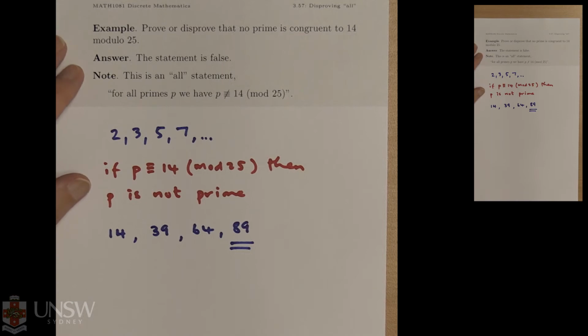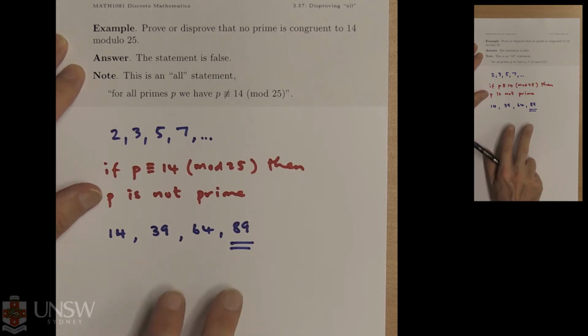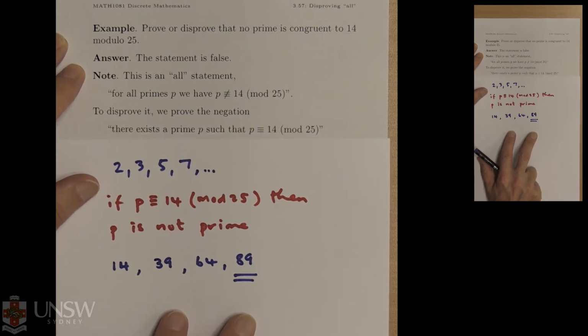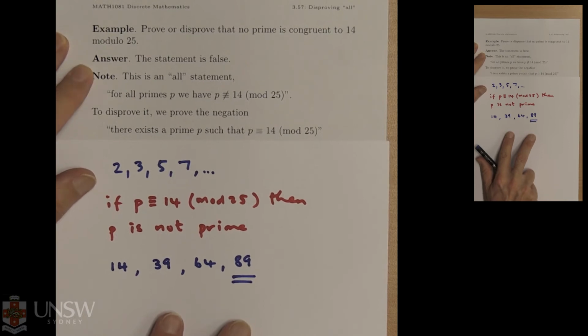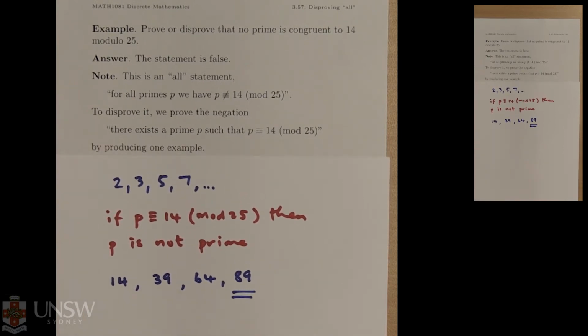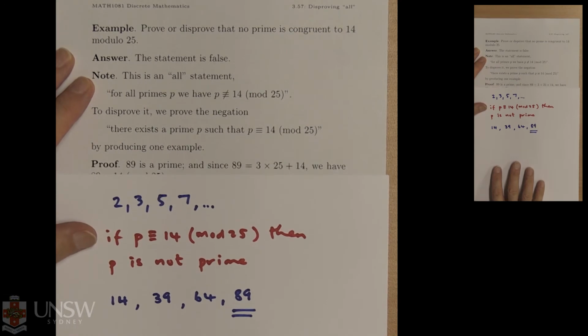So it's an or statement: for all primes p, p is not congruent to 14 mod 25, and to disprove it, we prove the negation. The negation of that is there exists a prime p, which is congruent to 14 mod 25. And to prove an existence statement like that, or to disprove an all statement, what we need is just one example. And so here's the proof.